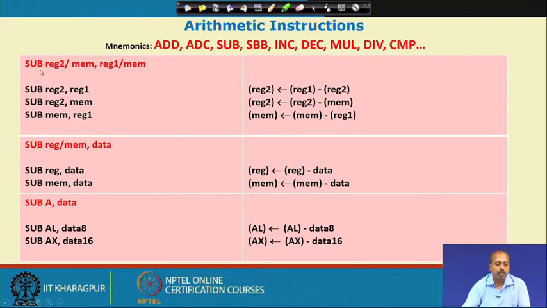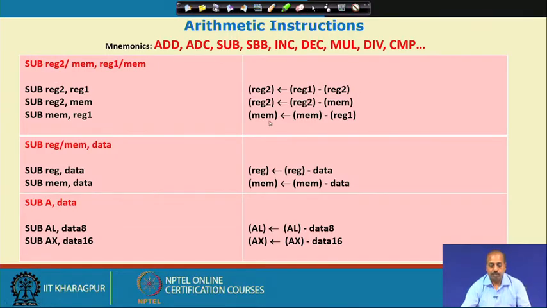Subtract instruction. We have the normal SUB and the subtract with borrow, which comes as SBB. Subtract is similar to add. It is register 2, register 1. Register 2 gets register 1 minus register 2. Sorry, this is wrong; it should be register 2 minus register 1, because that is the destination, and that comes first. That way we have the subtract operation.